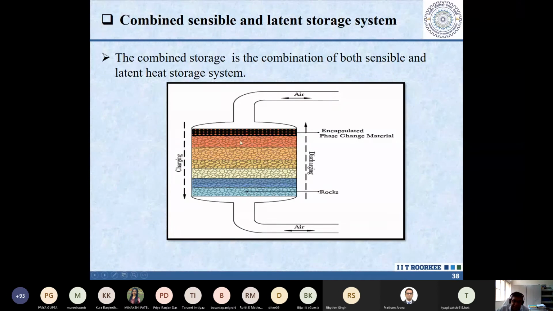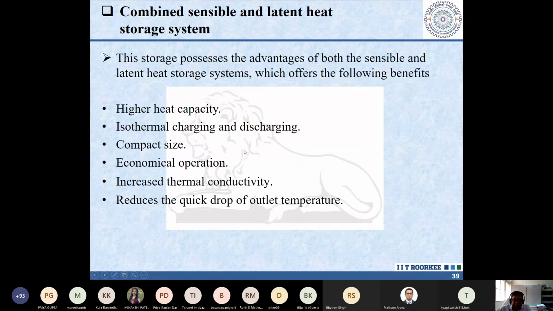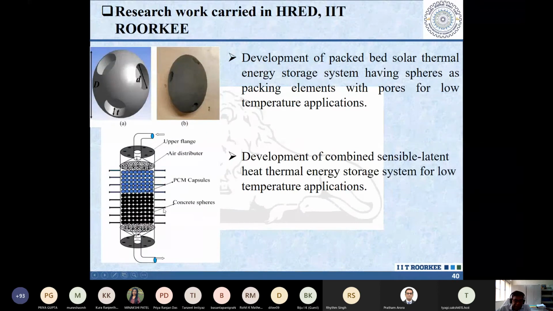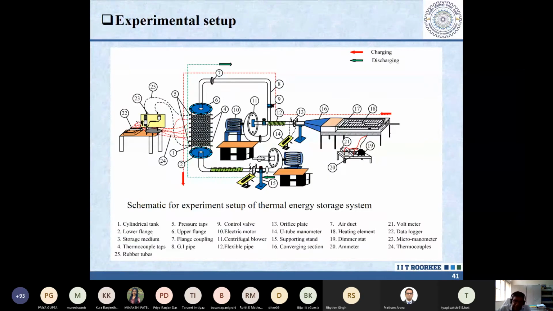In this you can mix the packing elements, that is solid as the sensible storage, and for PCM you can encapsulate it and then mix it. In that case there are some drawbacks, but sometimes advantages as well. Research is going on, so you can read that. These are the various methods, and we can enhance the efficiency or the performance of the sensible storage. This is the area we are working in.